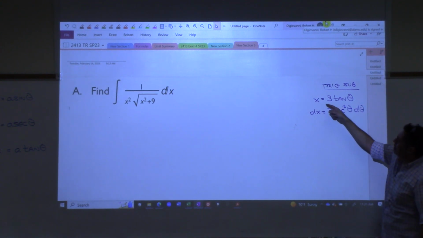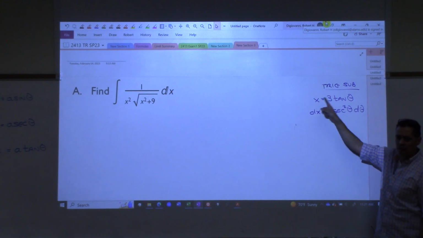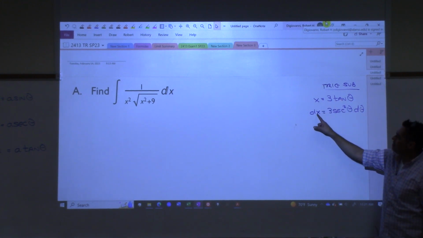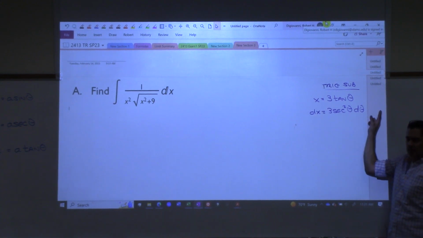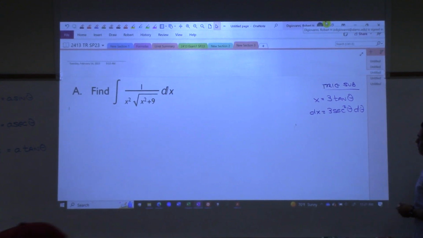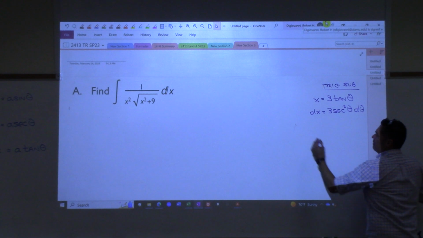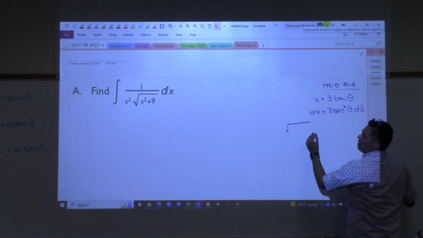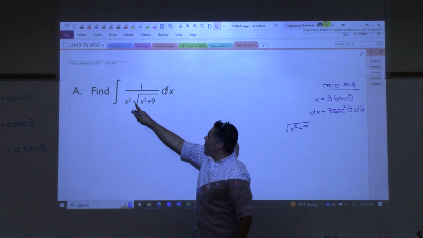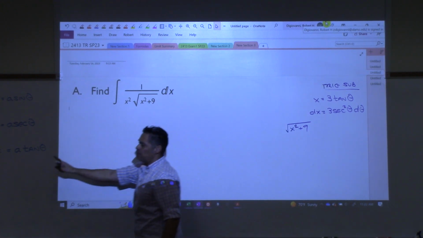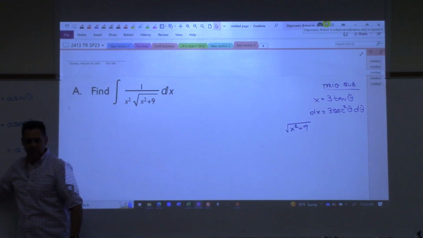Do you all understand what I'm doing here? I'm taking the derivative with respect to theta on both sides. So the left side is actually dx over d theta, and then I just multiply both sides by d theta. All right, continue. Now I've got to figure out what the square root of x squared plus 9 is. I'm going to look at what this ugly root turns into, because that's what the trig sub is based upon, right?